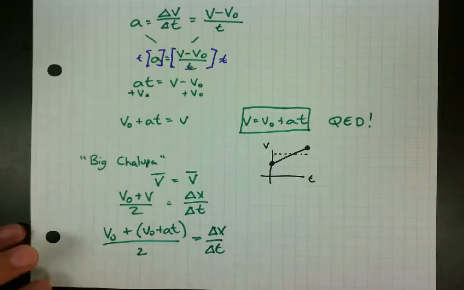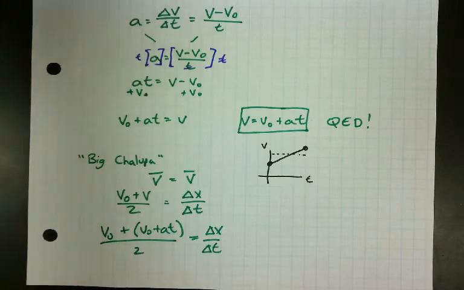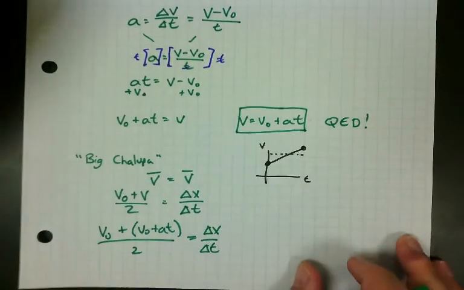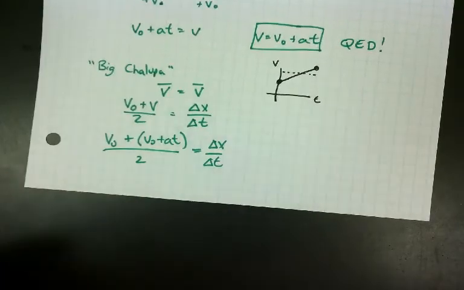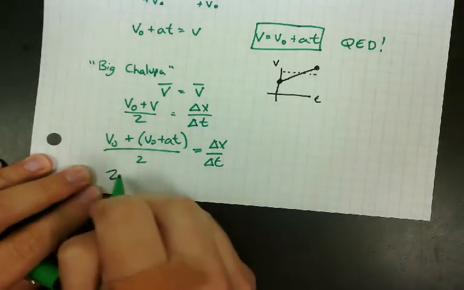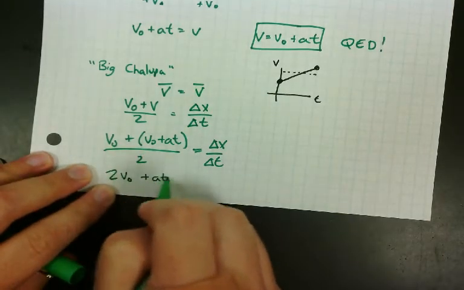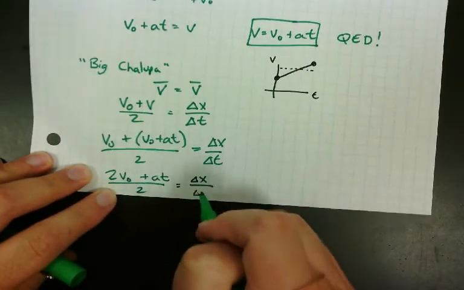So from there, I would like to factor out this 2. What I mean by factor out the 2 is, I know that I've got V naught plus AT, right? Well, if I take away these parentheses, I can say V naught plus V naught is 2 V naught plus AT. So I have this equation.